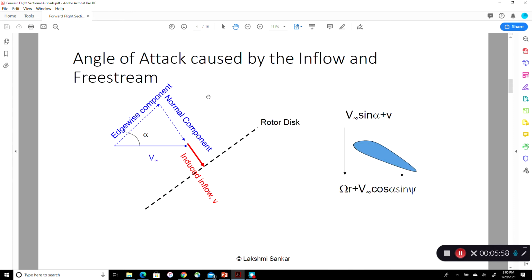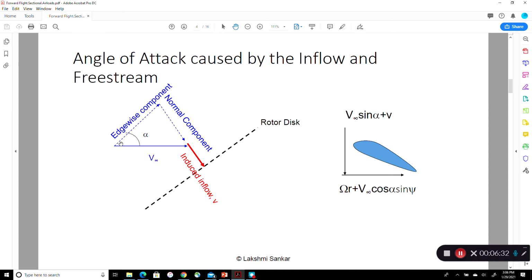Now let's look at what are the other things we need to consider. So the free stream is coming this way from left to right. This is caused by the vehicle forward velocity, which is v infinity. The disk is tilted at an angle alpha. So this angle is alpha. Therefore, if you draw a line parallel to the disk, this angle is alpha because these two lines are parallel, these two dotted lines. So the blue line makes an included angle alpha with respect to either the rotor disk or this blue dotted line here.